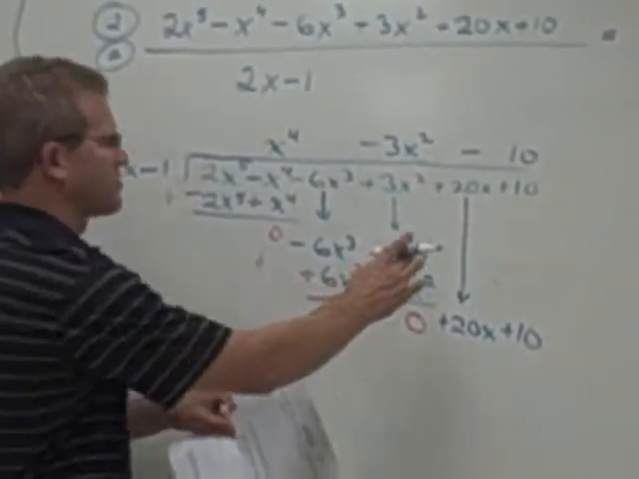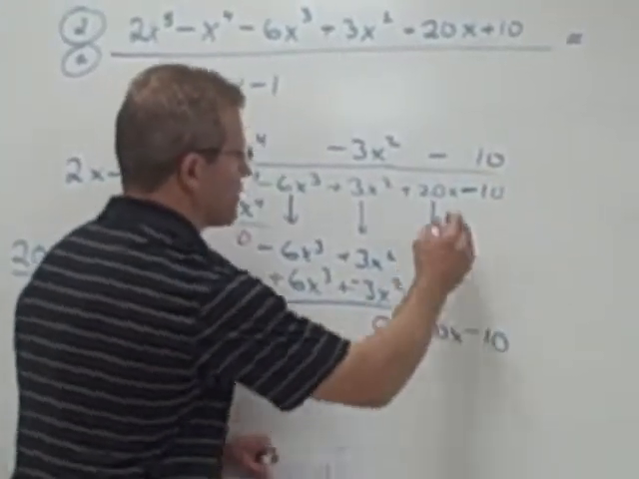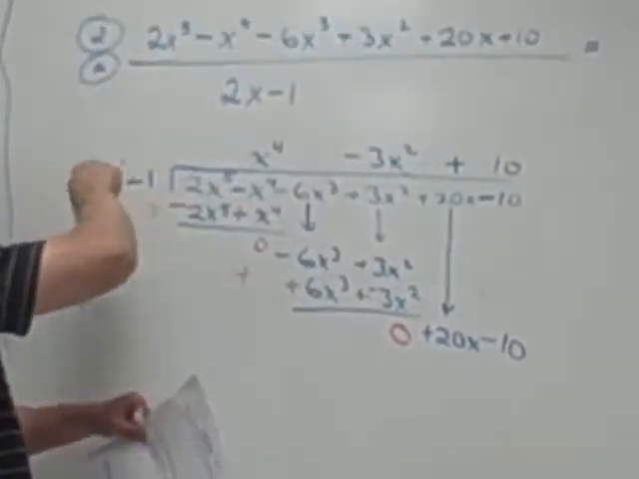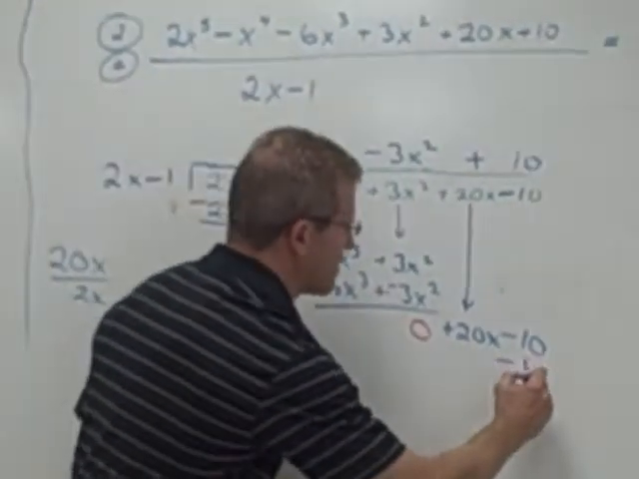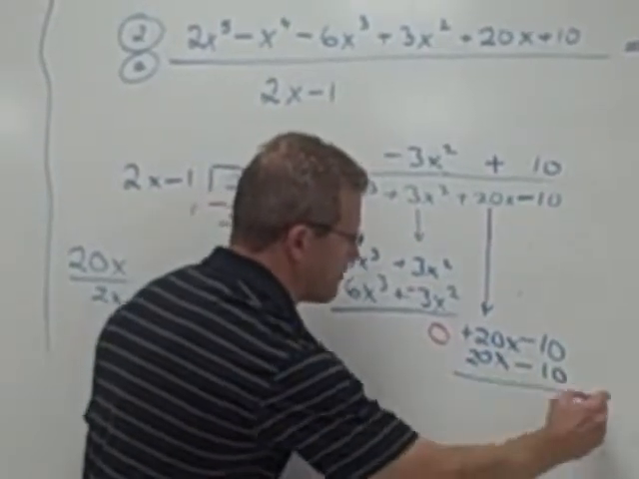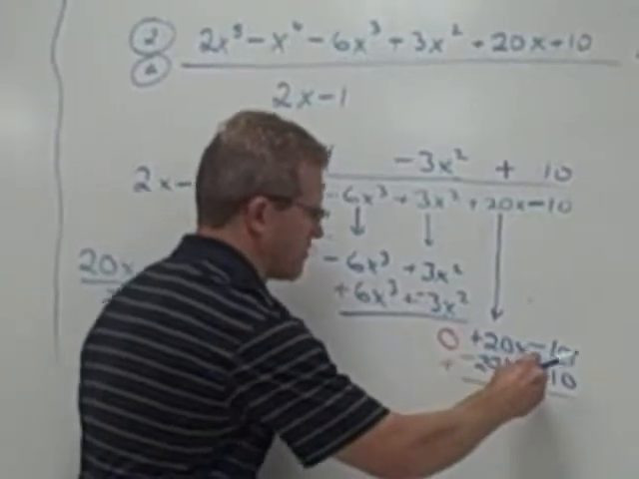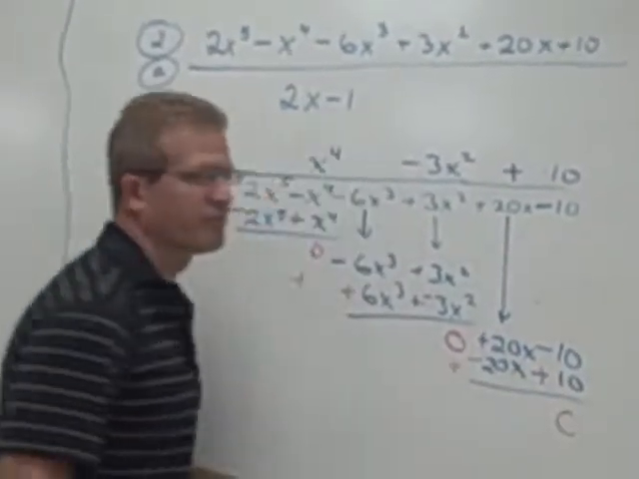Oh, I see what I'm doing wrong. This should be minus 10 right here. Okay, gotcha. Okay, so this should be positive 10. Okay, 10 times negative 1 is negative 10. 10 times 2x is 20x. If you subtract or add the opposite, you get a remainder of 0.